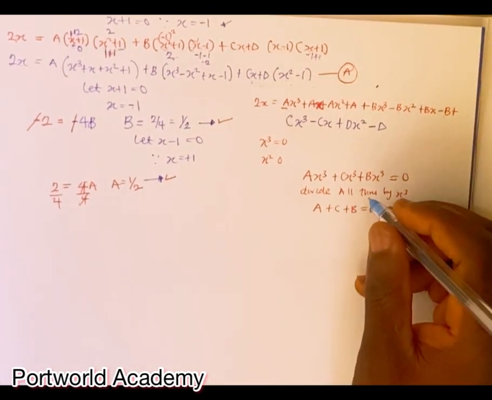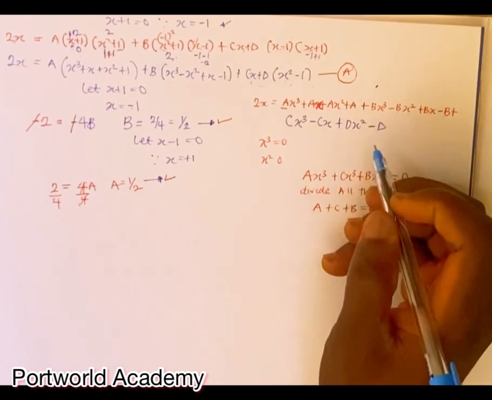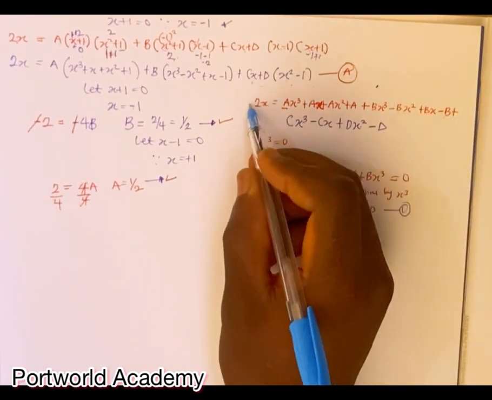Then let's do the same thing for d. d is having x squared, right? So the power of x squared on this side is actually 0.